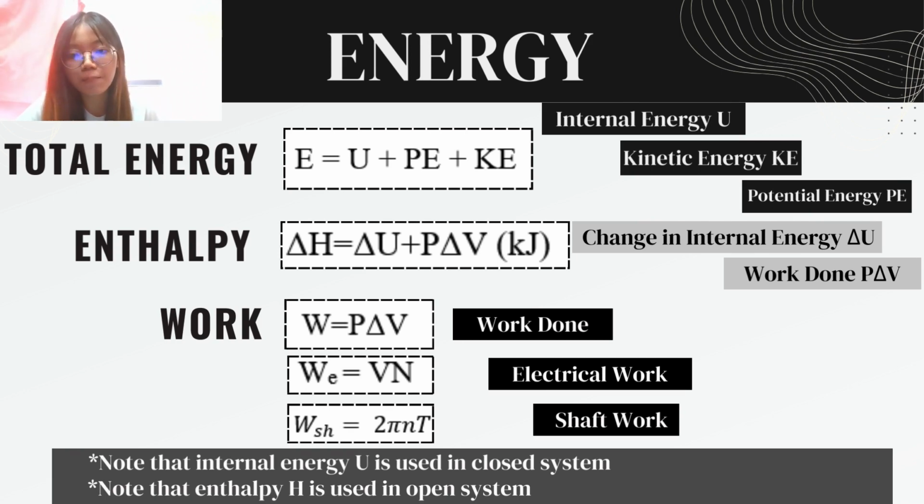So the third one is about work, and we have three types of work here, which are boundary work, electrical work, and shaft work. Work done equals pressure times change in volume, the electrical work equals voltage times number of coulombs, and the shaft work is equal to 2 pi times number of revolutions times torque. For your information, the internal energy, which is U, is usually used in the closed system. And as I said just now, the enthalpy H is usually used in the open system.